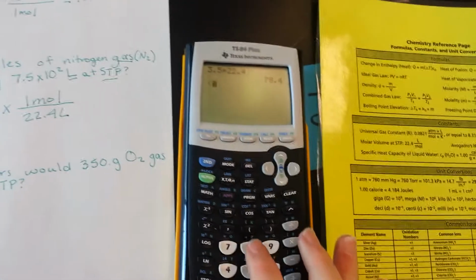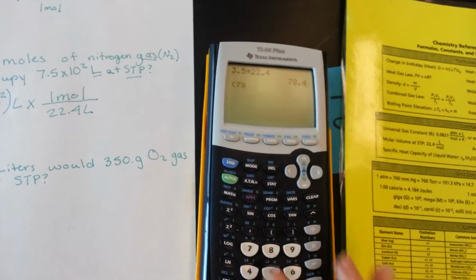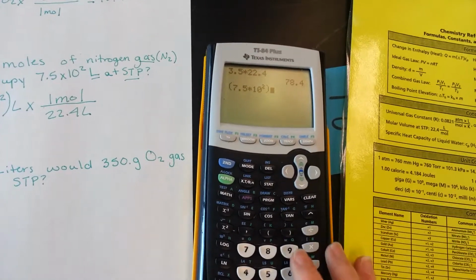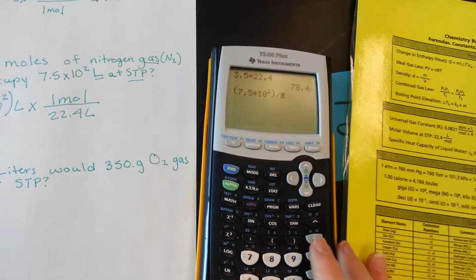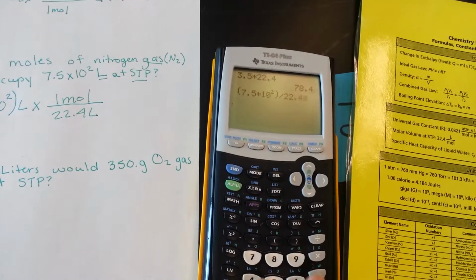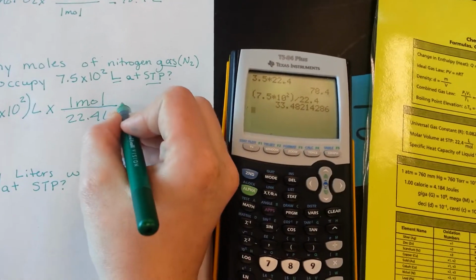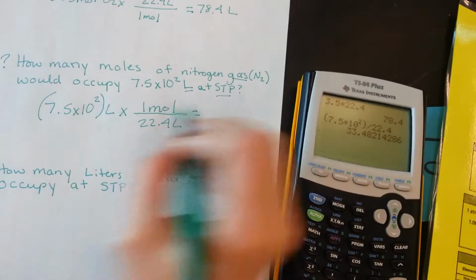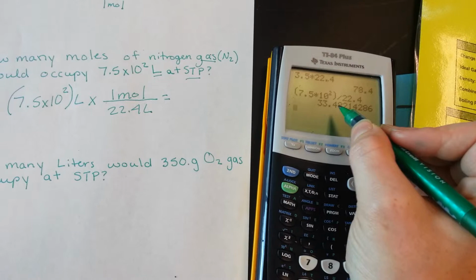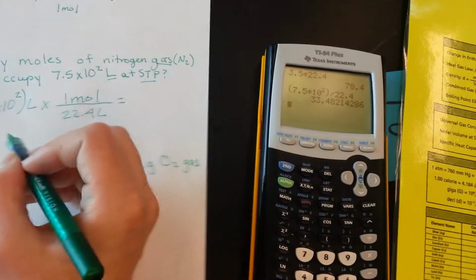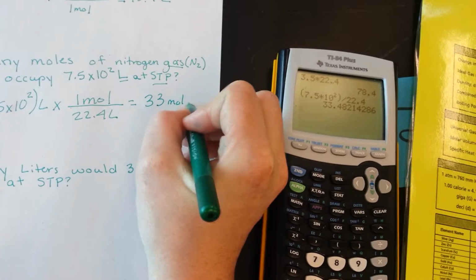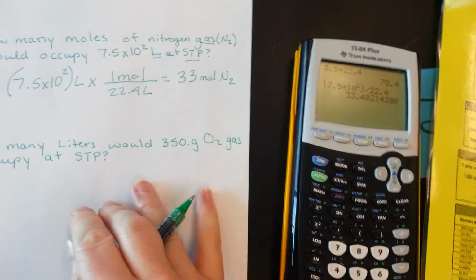So in our calculator, we'll do 7.5 times 10 to the second, close parentheses, divided by 22.4, enter, to get our answer. If we're keeping sig figs, this is a conversion, so it doesn't count, 2 sig figs, so 33, look to the right, 4 is less than 5, so our answer would be 33 moles N2.